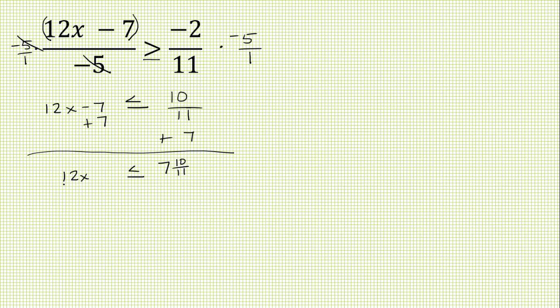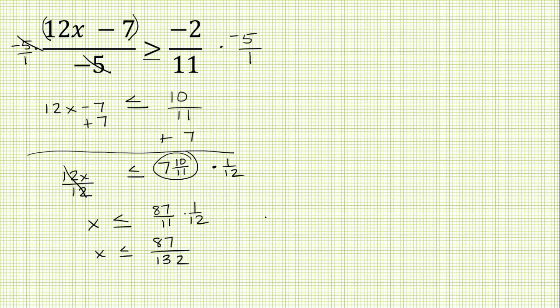Next, I'm going to divide by 12, which is the same as multiplying by 1 over 12. But this cannot be a mixed number. You need to change it to an improper fraction. So let's simplify a little bit. That reduces. I have x, and that was a positive number, so this does not change. 87/11 times 1/12. 87 over 132. Okay, that's our solution.